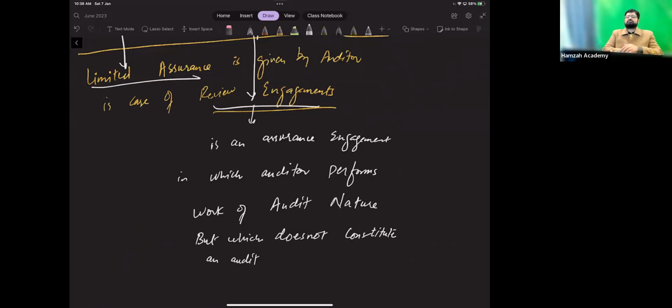Now I'll repeat. Listen carefully. If you perform a higher level of work, a lot of work, that becomes audit. But if the work is a lesser amount, that is called review engagement. If you increase the amount of work, extent of work, amount and extent mean the same, that becomes audit, just like that becomes reasonable assurance. If work is less, that is limited assurance. That is review engagement. Is that clear? The difference between review engagement and audit is clear.